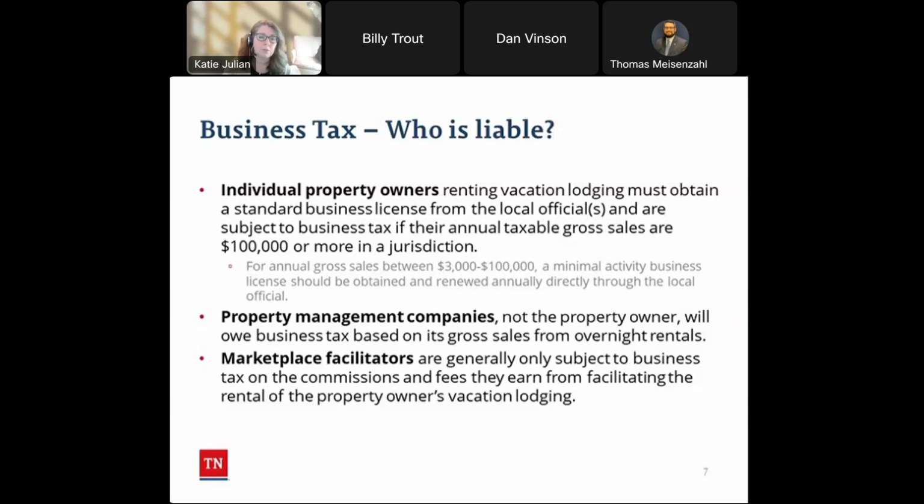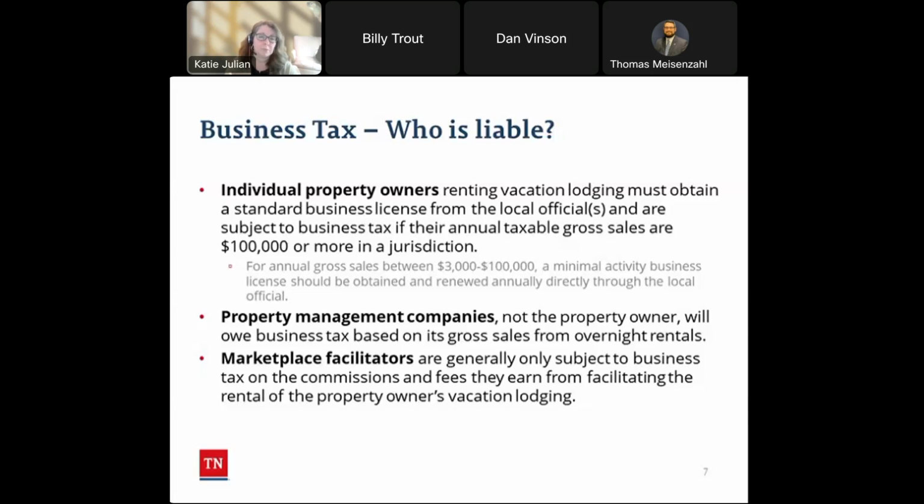So this is who's liable for the business tax. The individual property owners that are renting the overnight or vacation lodging must obtain a standard business license and are subject to business tax, as I was just mentioning, if your gross sales are over 100,000. If your annual gross sales are between 3,000 and 100,000, then you still need to obtain a minimal activity business license from your city and or county clerk, but you'll not be liable for business tax.